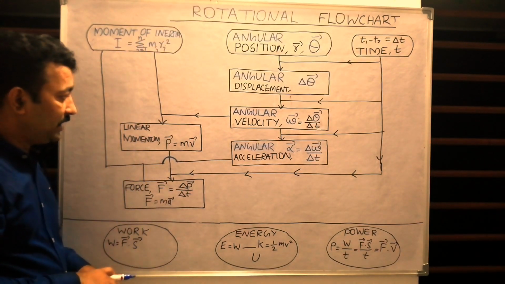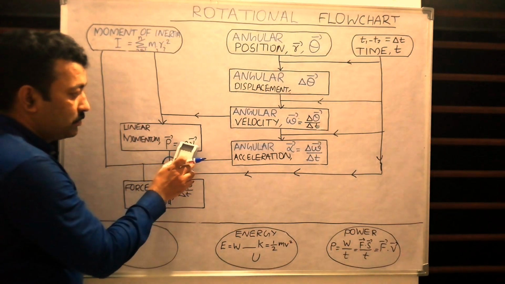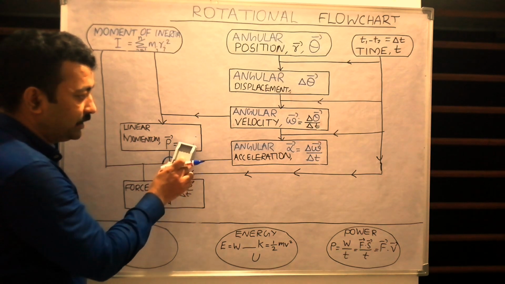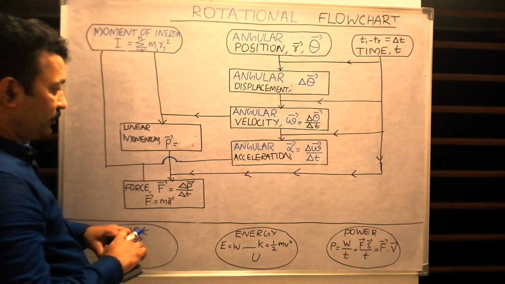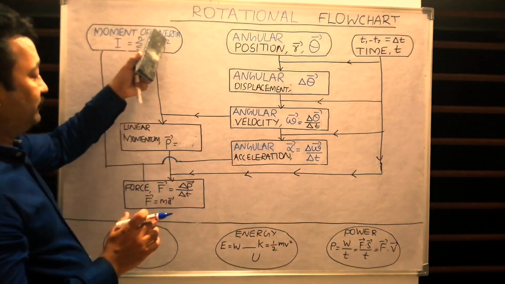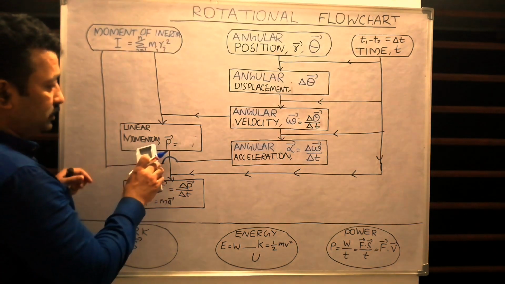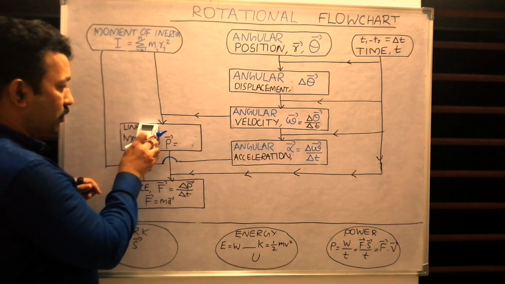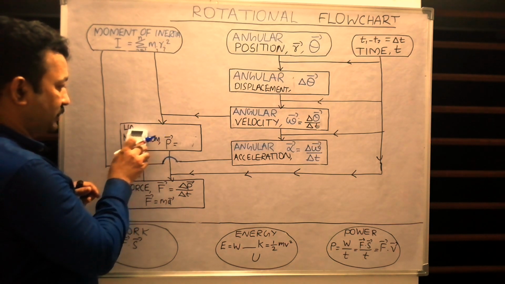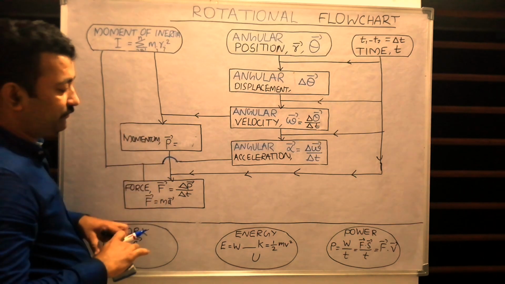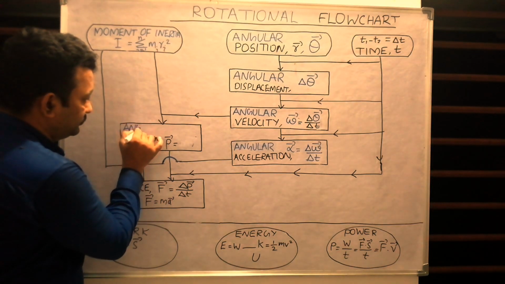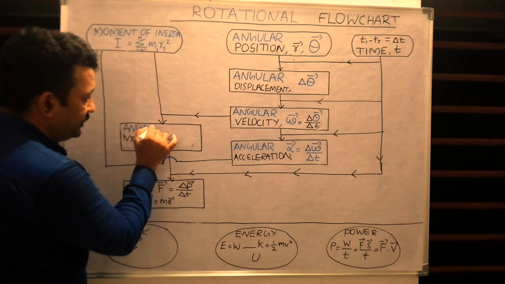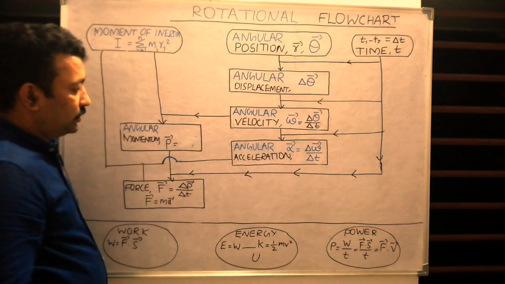So correspondingly I have to get momentum. Earlier it was mass into velocity. Here I have got moment of inertia, so this momentum should also be a moment of momentum. Moment of linear momentum is called angular momentum.